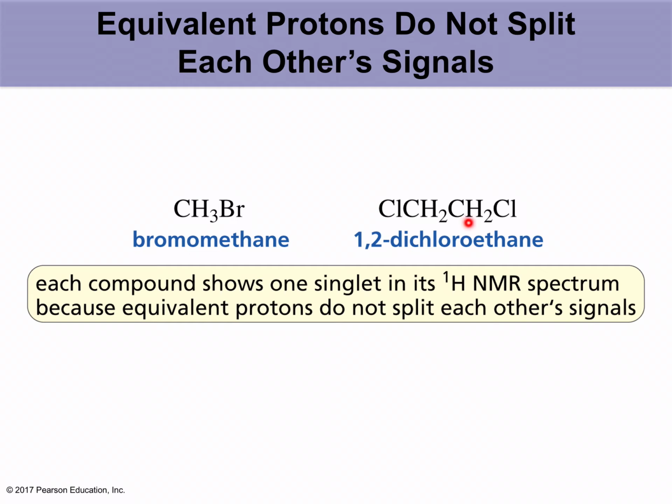ClCH2CH2Cl. These 4 hydrogens are chemically equivalent in a symmetrical molecule, and due to that it would give us only one peak without splitting. So the chemically equal hydrogens do not split each other.